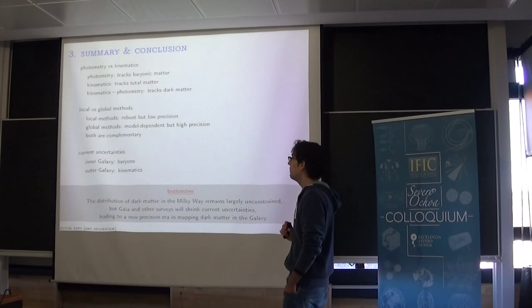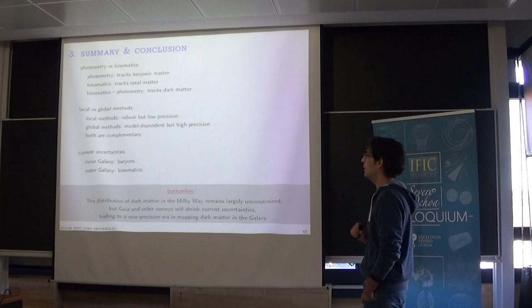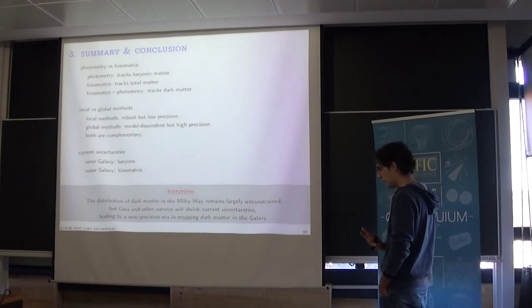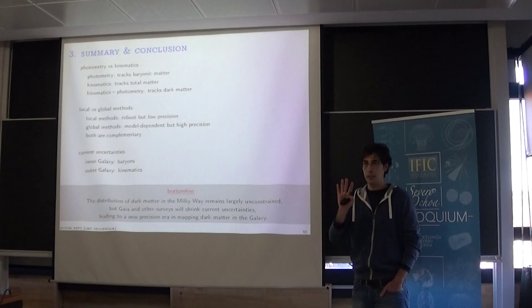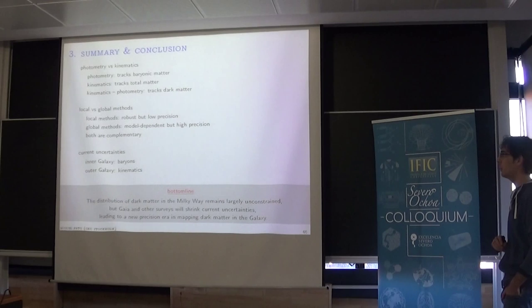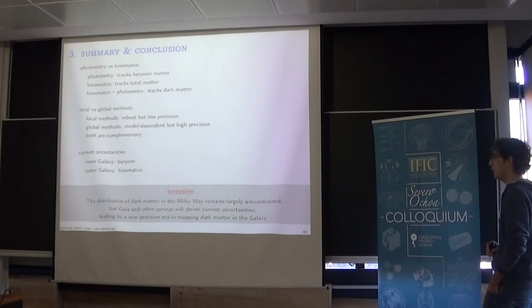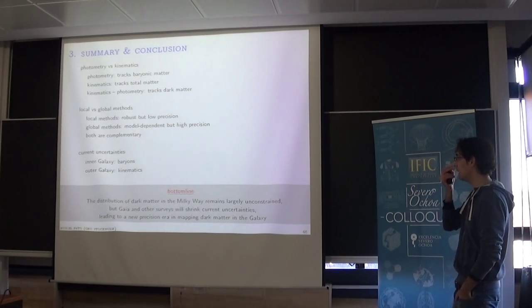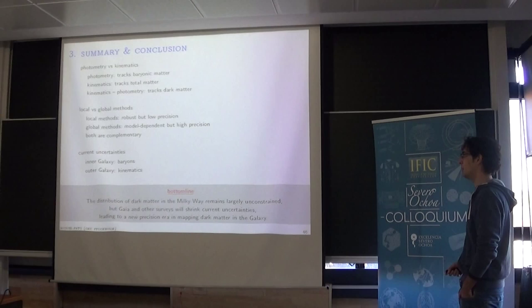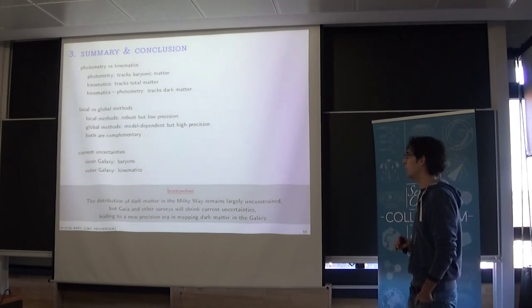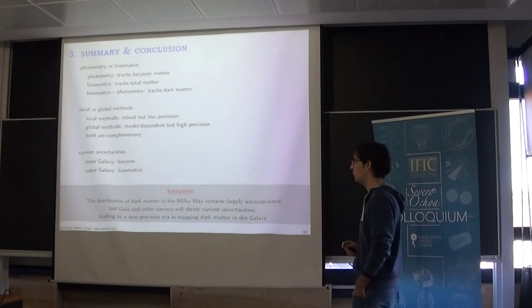So, I talked a little bit about photometry and kinematics, how we can use photometric data in our galaxy to track baryonic matter, use kinematics to track the total matter in our galaxy, and how we can combine the two to derive constraints on dark matter. I presented a little bit of local and global methods, why they are important and how they are complementary, and I also pointed out some of the biggest uncertainties that we are facing now and that are actually preventing us from a better understanding of the dark matter distribution in the galaxy.